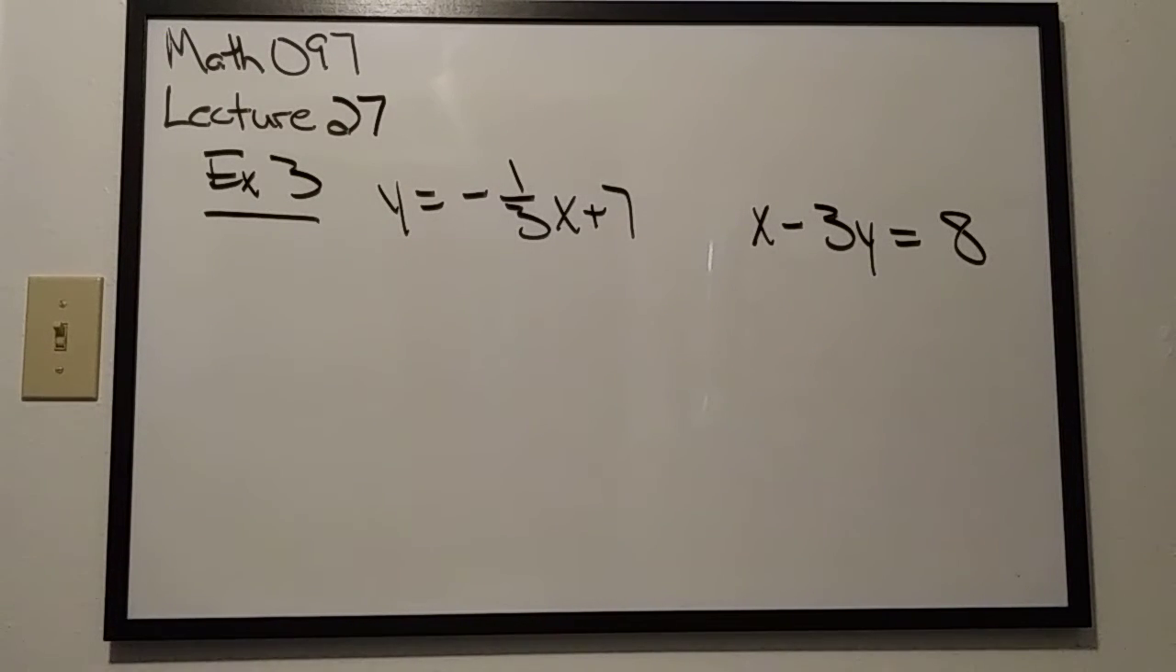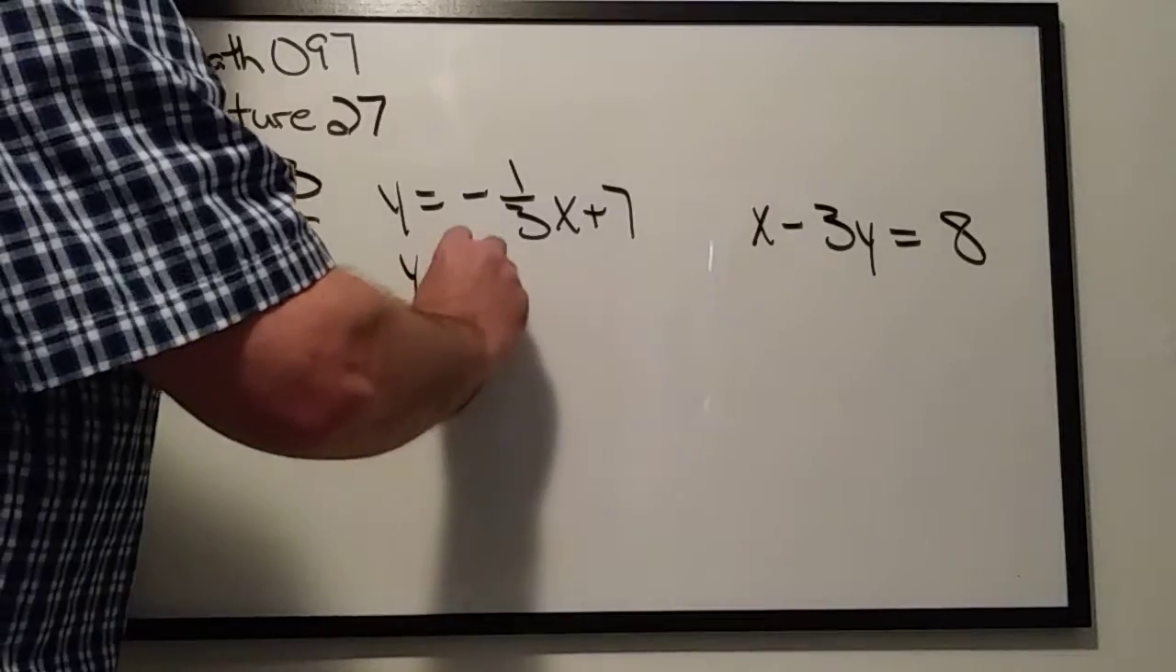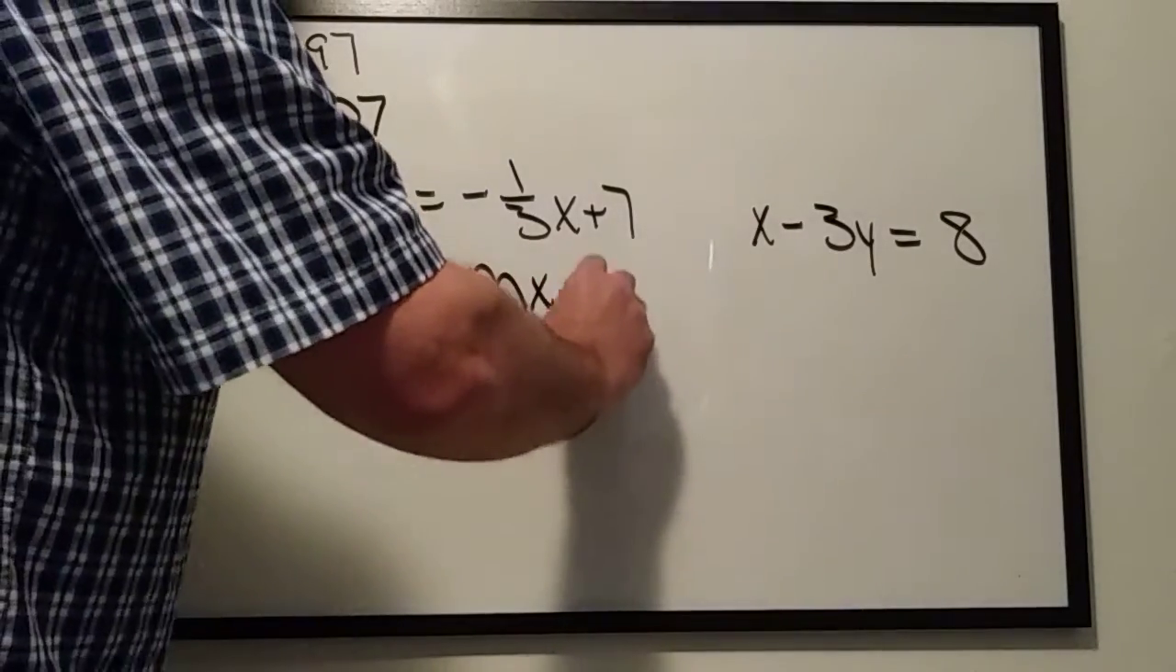So on example 3 on the board here, I wrote down the 2 equations. I simply wrote them next door to each other instead of vertically as I have them on the handout. So let's check out that first equation, y equals negative 1/3 x plus 7. Now, notice something special about that equation. That equation is written in slope-intercept form. Remember that slope-intercept form is y equals mx plus b.